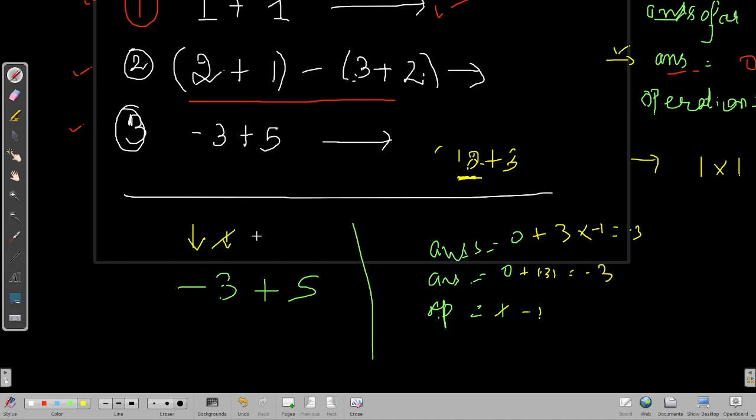After that we go here, it becomes plus, so we make it plus. Now we have 5, so we will calculate it again. So 0 plus 5, operation is 1, which is 5, and we are adding this 5 to this, so it becomes 2. So the answer is 2.